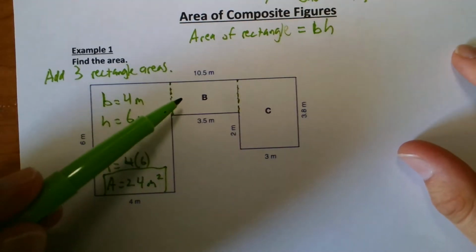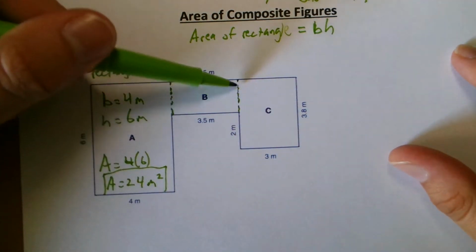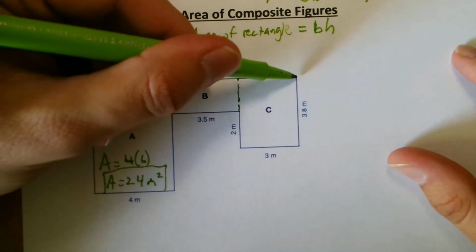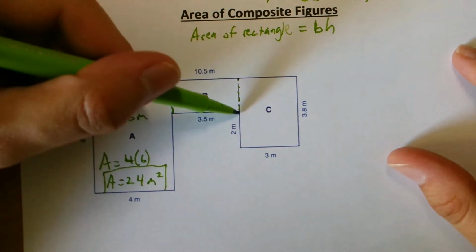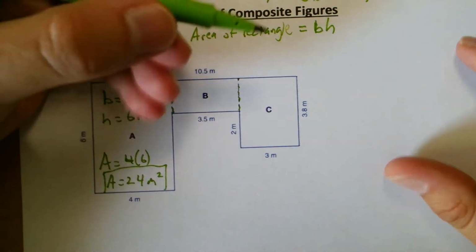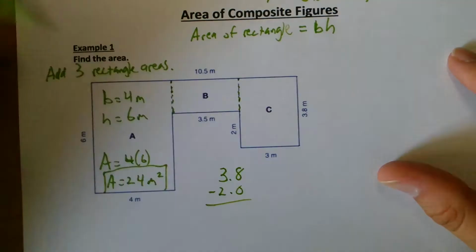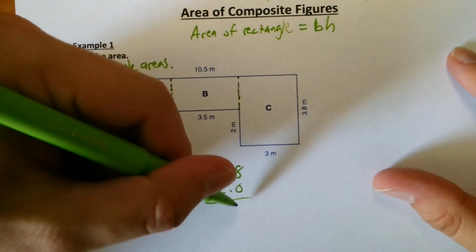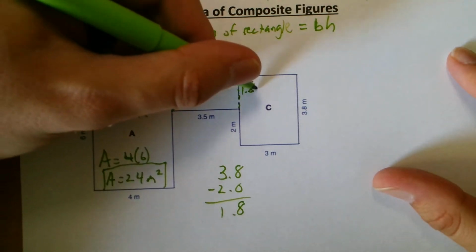Now, for rectangle B, we have the length of the base, 3.5 meters, but we do not have the length of the height. However, we know that this height of rectangle C has a length of 3.8 meters, and then this part is worth 2 meters out of that 3.8 meters. So we're going to do this. 3.8 minus 2.0. That's going to tell us the height of rectangle B. 8 minus 0 is 8. 3 minus 2 is 1. So this is a height of 1.8 meters.